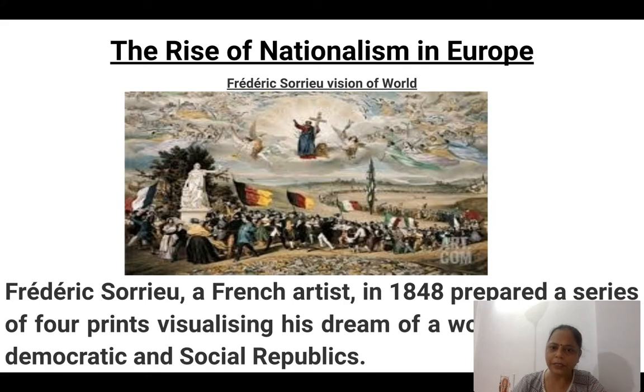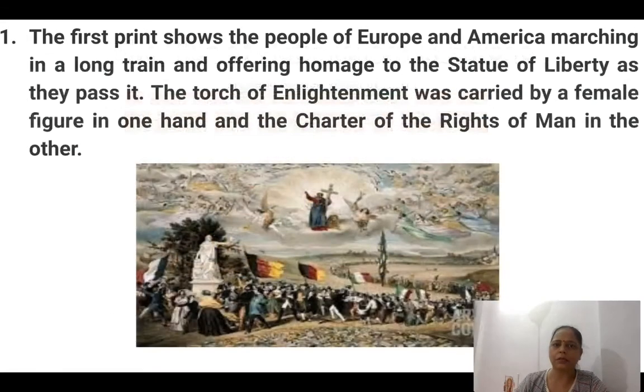That was the time when republics were not there. Rather, monarchy was the basic concept all over Europe. Small kingdoms were there and unified nations were not there. There was no concept of nation.